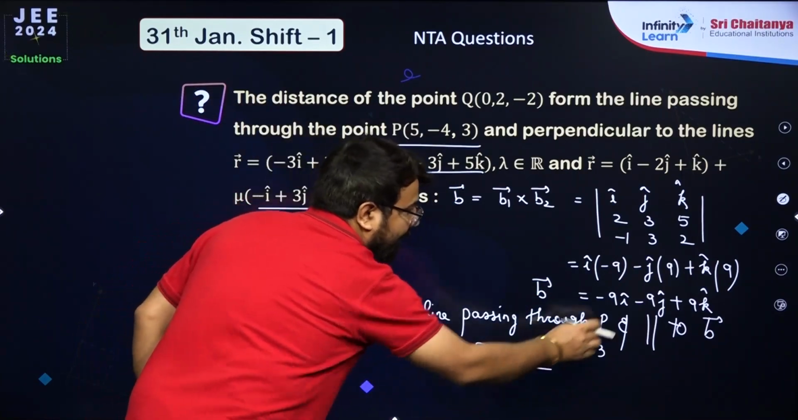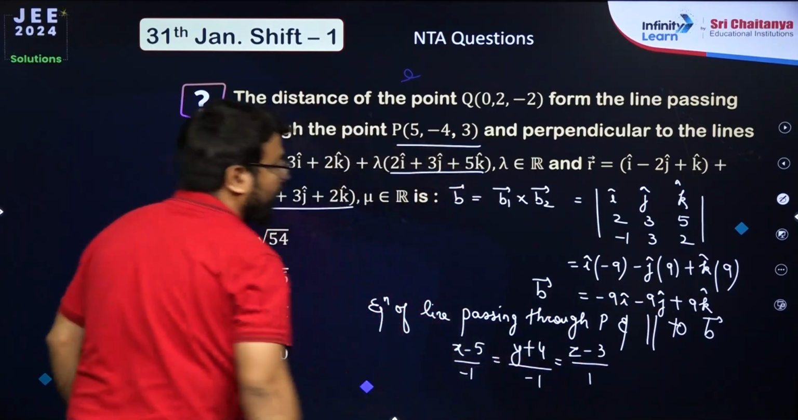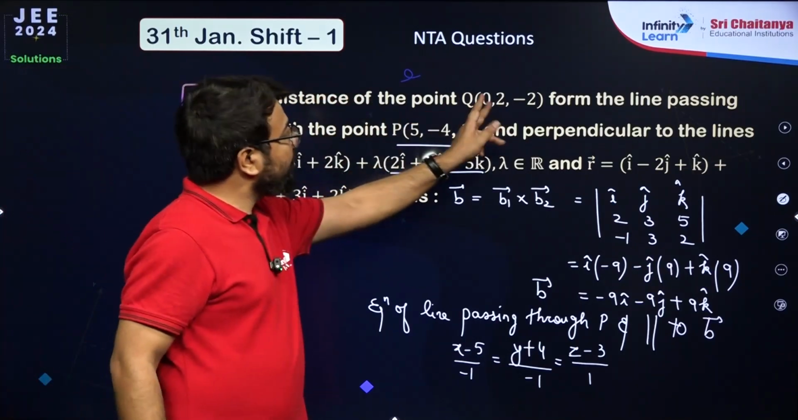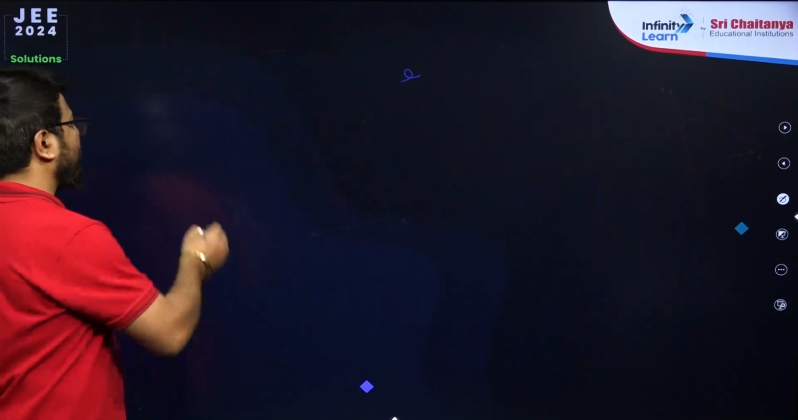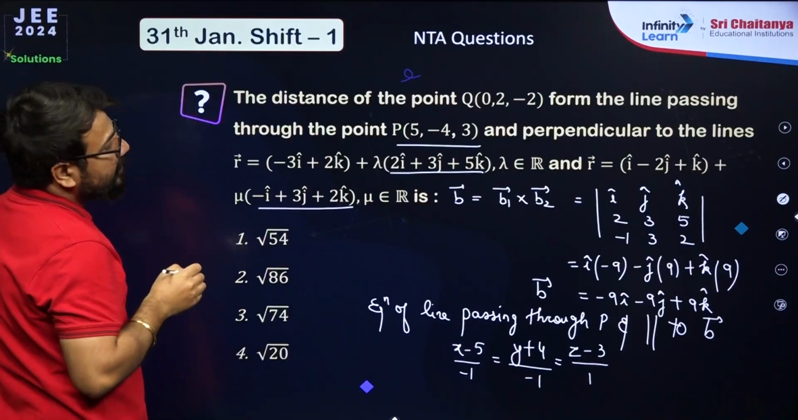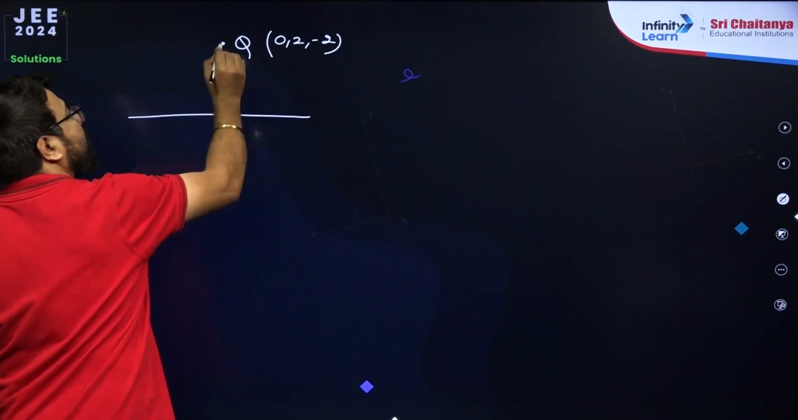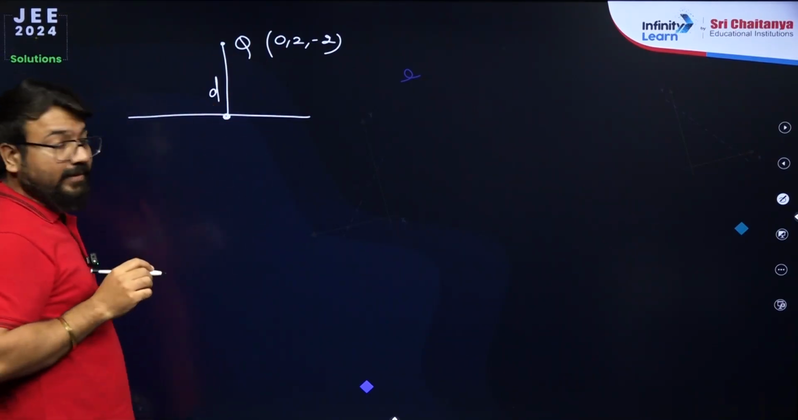I'm just dividing the whole by 9 because these are the ratios that I need to write here. Okay, this is the required line. Now we want to get the distance of this point from the line. That means the perpendicular distance. So suppose a line is there and a point is there, the point Q. And this Q point is (0, 0, -2). I want this distance. To find this distance, let us assume this point.